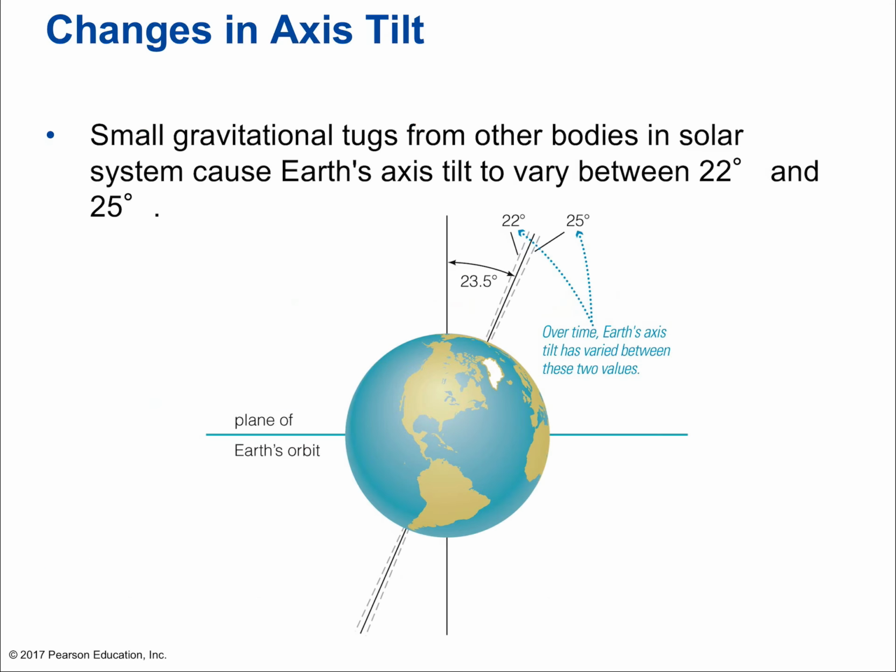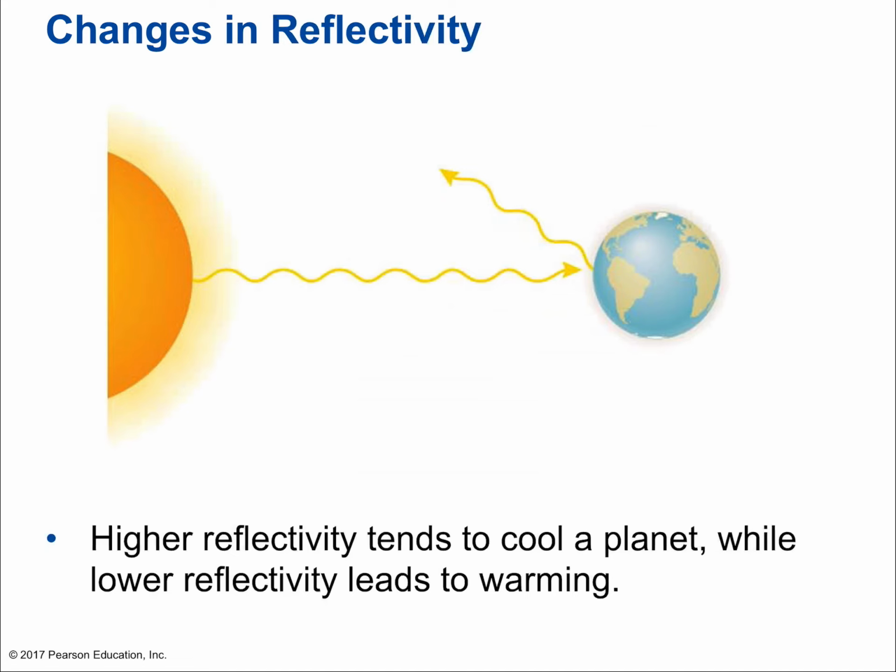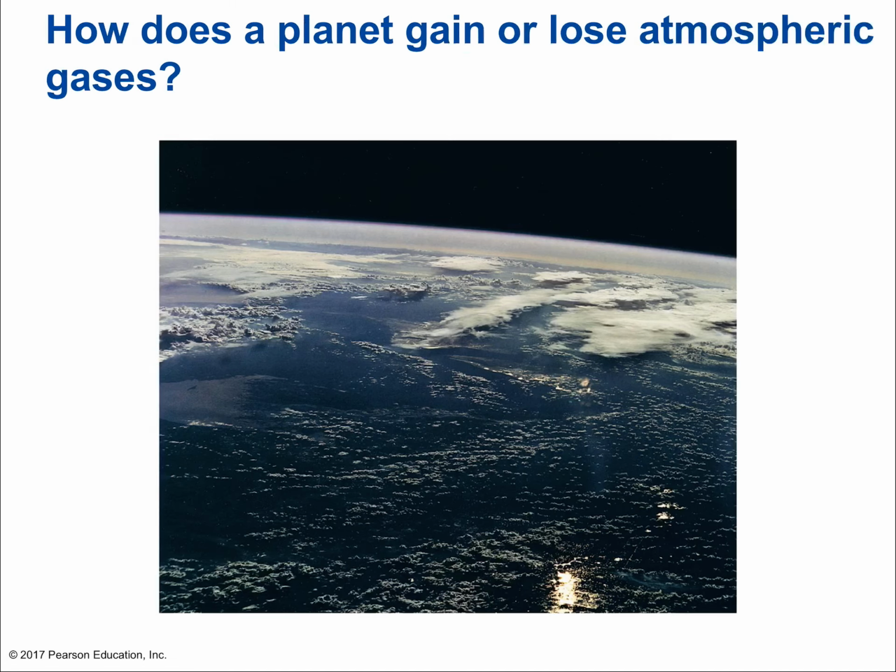All right, so small gravitational tugs do change the tilt, right? Tugs from Jupiter, for example, over millions of years can change that. Currently we're at 23.5 degrees, but over time our tilt has been as little as 22 and as much as 25 if we look at the record of Earth's climate. All right, here's the reflectivity, and of course the greenhouse gases.